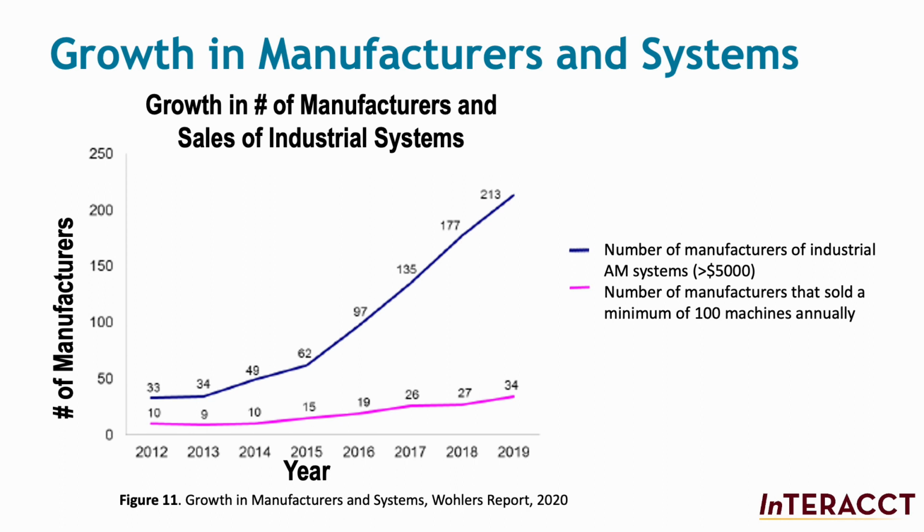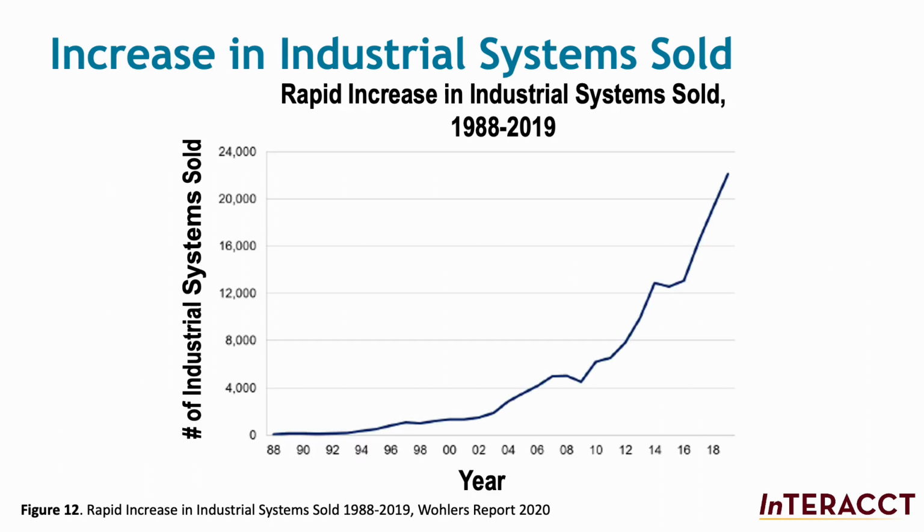This graphic shows the accelerating, rapid proliferation of industrial AM systems manufacturers and the number of systems they're selling, shown in the blue line. The number of manufacturers exceeding an annual sale threshold of 100 machines is indicated by the pink line. An industrial AM system is defined as one that sells for more than $5,000. This graph shows the rapid growth by number of industrial systems sold each year since 1988. Since 2012, the number of industrial systems sold has increased by 800%.